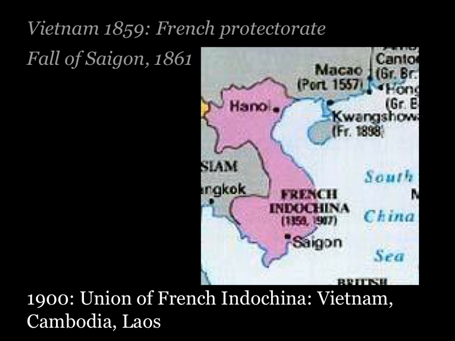By the turn of the 20th century, the French are going to take over an increasingly large part of Southeast Asia, and they're going to combine these colonies into what they called the Union of French Indochina. This included the modern-day countries of Vietnam, Cambodia, and Laos.